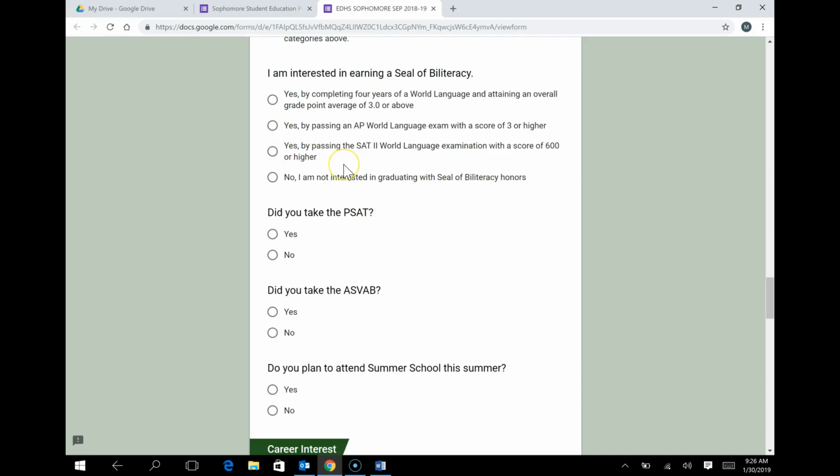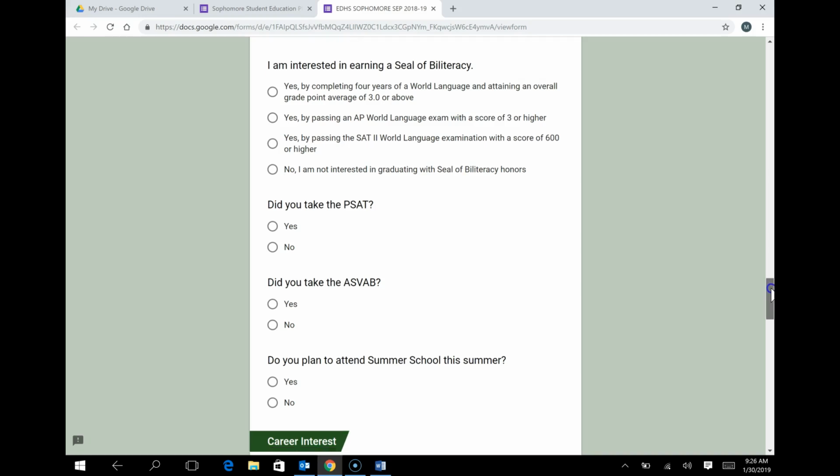Third option would be yes, by passing the SAT 2 World Language Examination with a score of 600 or higher. And you would need to see me if this is something that you plan on doing in order to earn your seal of biliteracy. So I can help you register for that. And fourth, no, I'm not interested in graduating with the seal of biliteracy honors. Again, just want to make sure you guys are familiar that this is an honor that you can graduate with and you are aware of what the different criteria are.